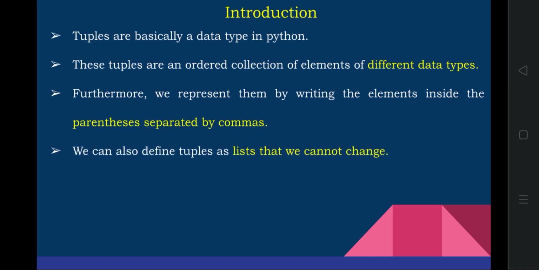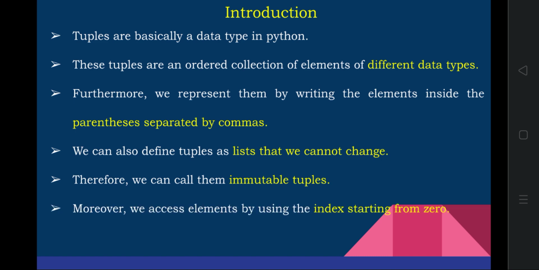Okay, we can also define tuples as the list that cannot change. We know that list is also a collection of data, and list also can contain different data types, but here tuples cannot change. That means we cannot alter the data in the tuple, whereas in the list we can change. Okay, but in the case of tuple we cannot change the data. Therefore we can call them immutable tuples. Immutable means not changeable. So the tuples, the values once assigned cannot be changed. So that is the concept of tuple.